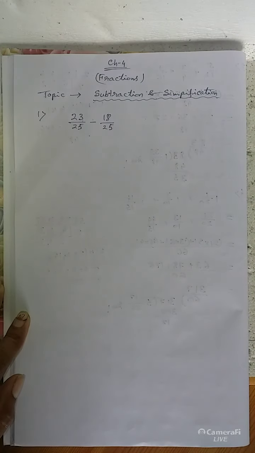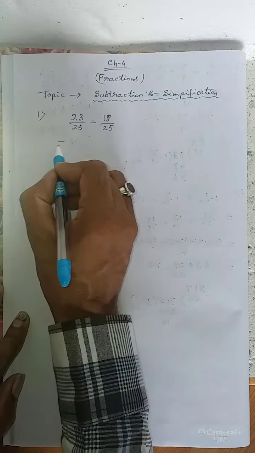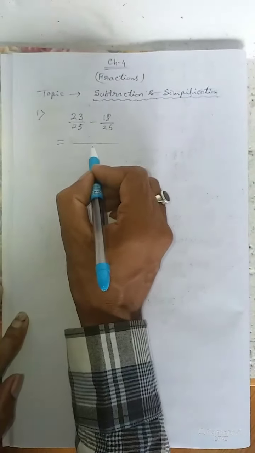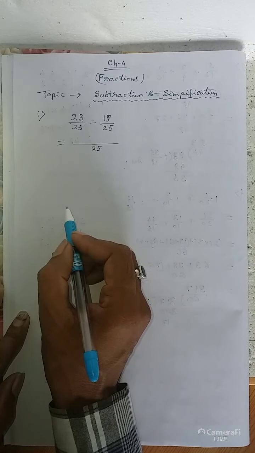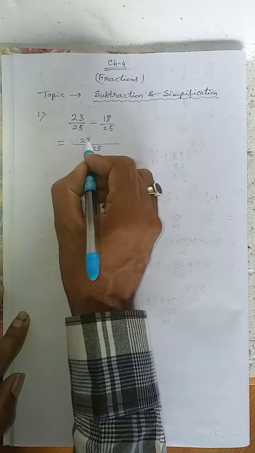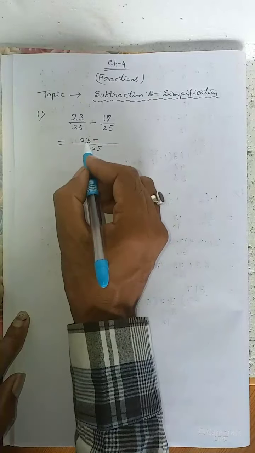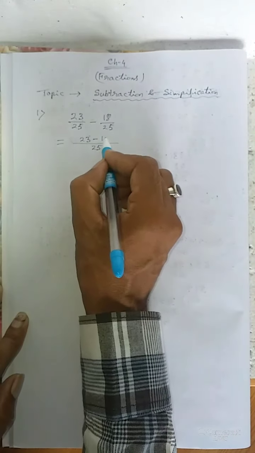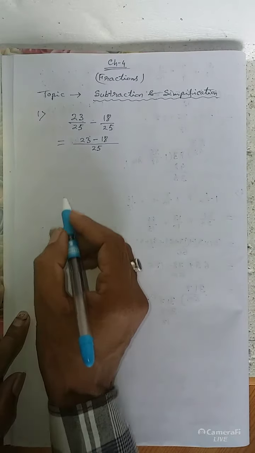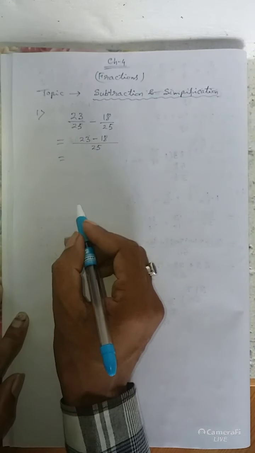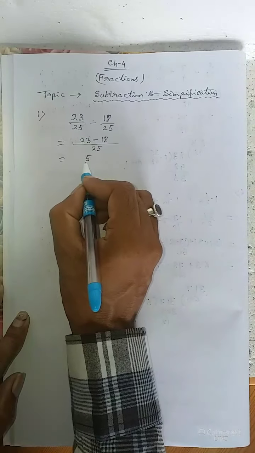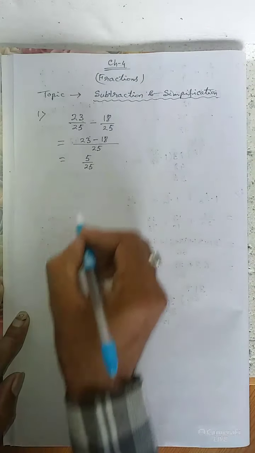First check the denominators of the fractions, are they same or not? Yes, they are same. So we will take the denominator a single time. Now write down the numerators, 23 first, then minus, then 18, and now subtract 23 minus 18, that is 5 by 25.